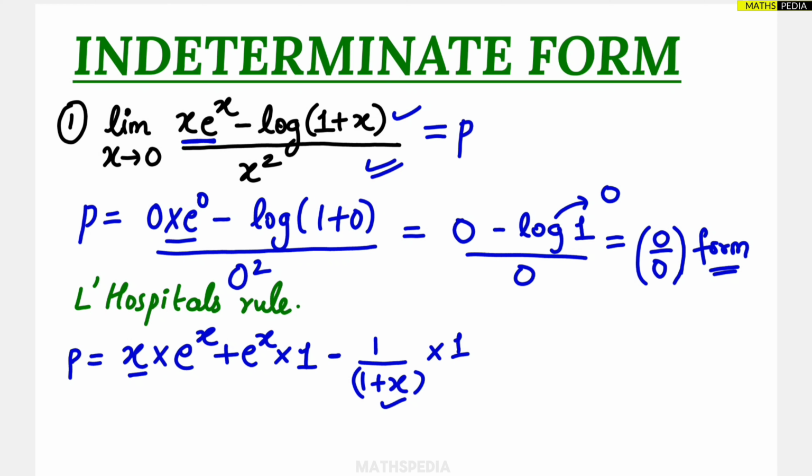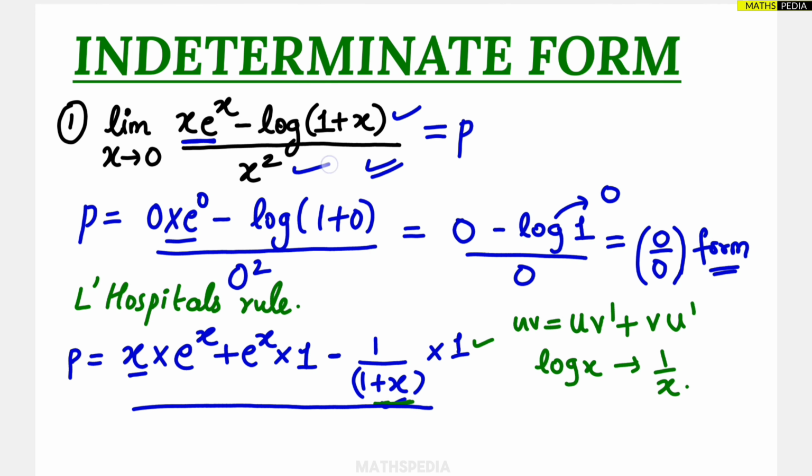I hope you understood what we are doing. We applied the uv rule, which means first function into differentiation of second plus second function into differentiation of first. Then log x differentiation is 1 by x, which you also remember. In place of x I am having 1 plus x, that's why I differentiated again. Whole divided by the denominator, x square differentiation is 2x. This is nothing but L'Hospital's rule, differentiating numerator as well as denominator.